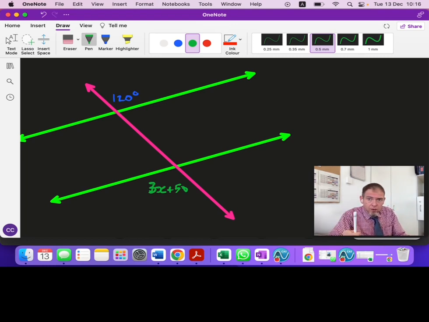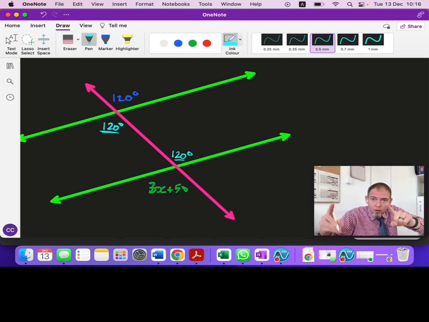Additionally, we have other alternate angles that exist. There is another set of alternate angles here. We know that this is 120 degrees. Well, so does this one have to be 120 degrees. Now, that is because this is alternate to that, or we've got corresponding angles going on.